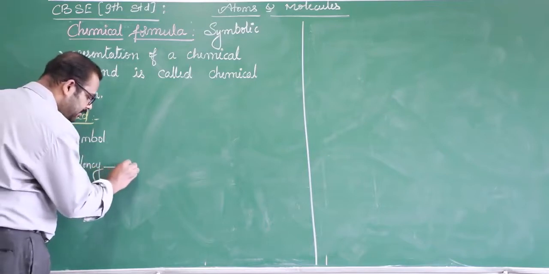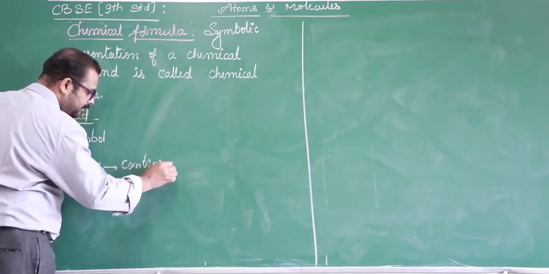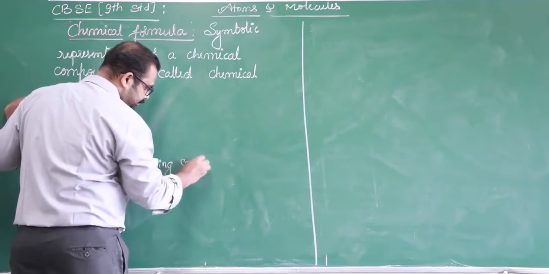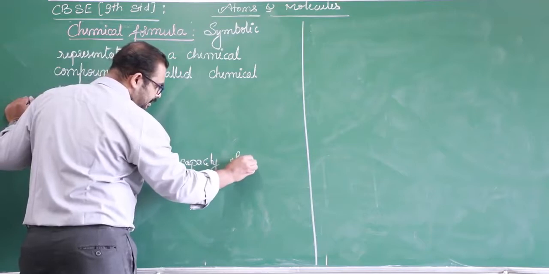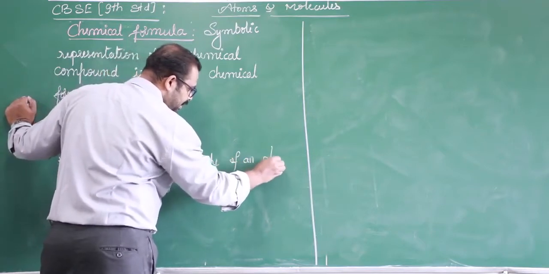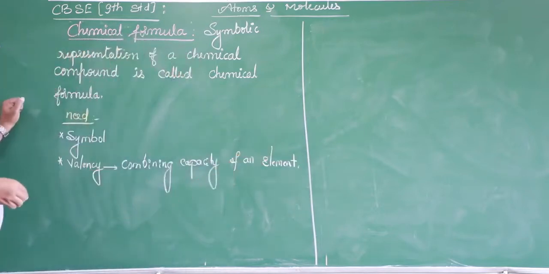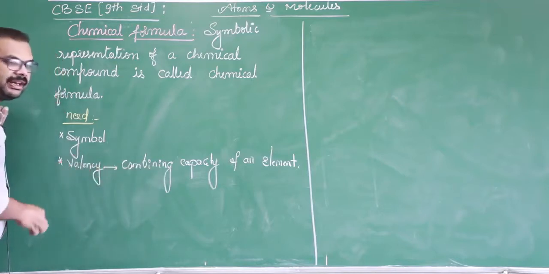Valency is nothing but the combining capacity of an element. It means that in order to combine, elements sometimes have to lose electrons, gain electrons, or share electrons. That combining capacity is what we call valency.